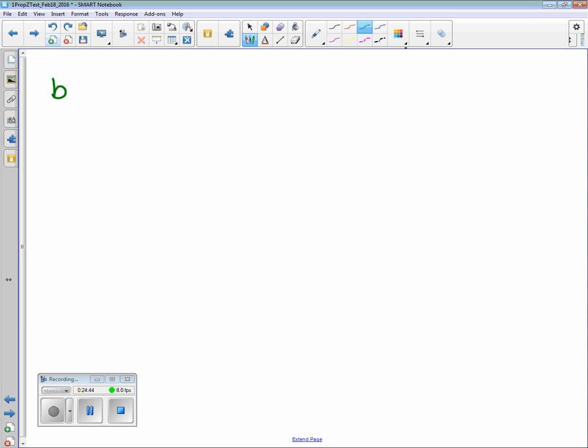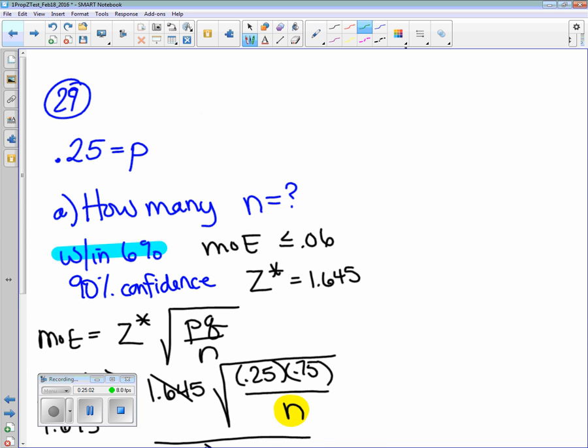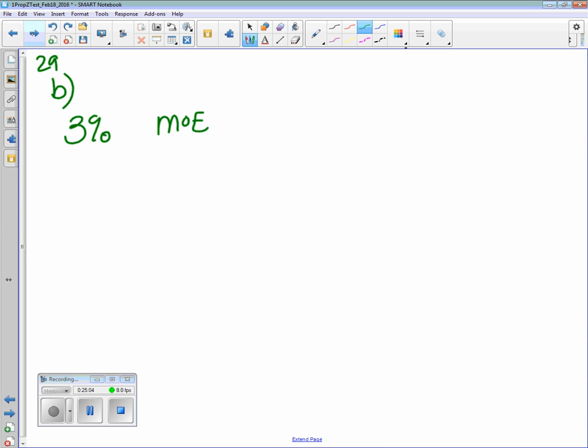So for question B on 29, it says, suppose we want to reduce the margin of error to 3%. So we want a margin of error of 3%. It was, I think, what, 6% before? Within 6? Now we want to be within 3. Everything else stays the same. Tell me what my new sample size should be. Do we think it should go up or do we think it should go down?